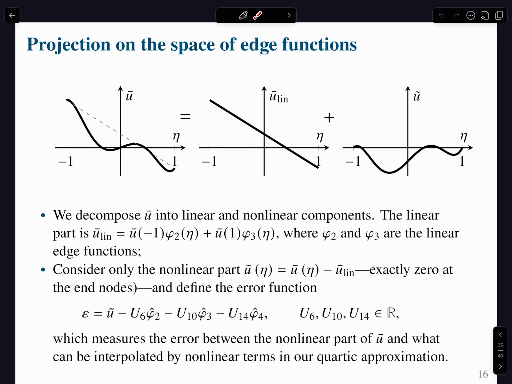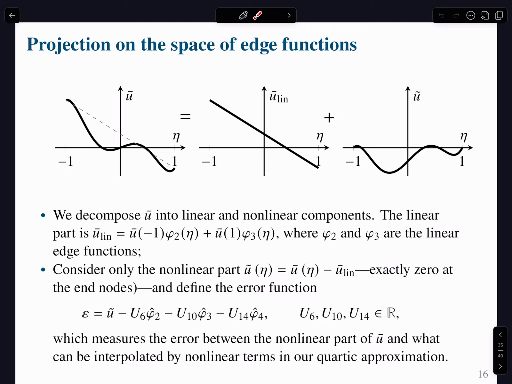Because we can now represent only the nonlinear part that we want to prescribe, we can define an error function. And what is that error function? Well, it is what we want to prescribe minus all of this, for U6, U10, U14, which are the degrees of freedom associated with my higher degree polynomials. And again, this is an error that we're going to try to minimize.